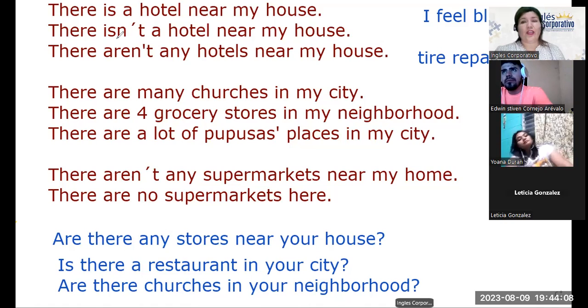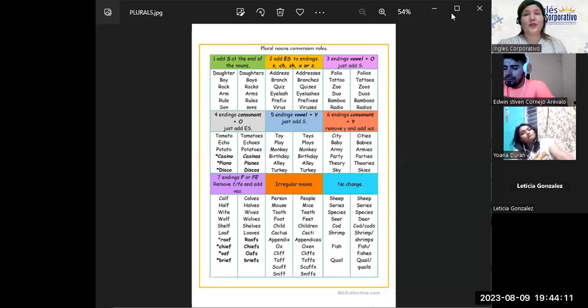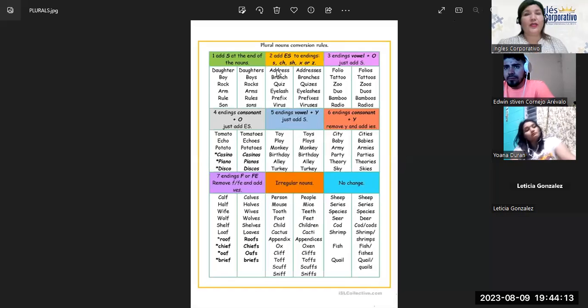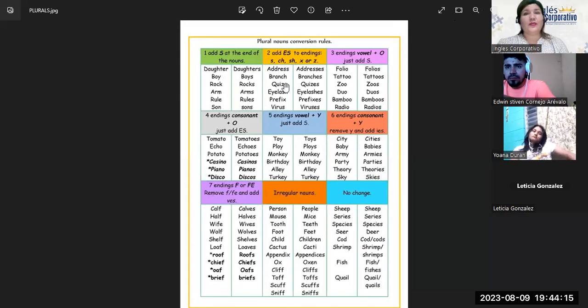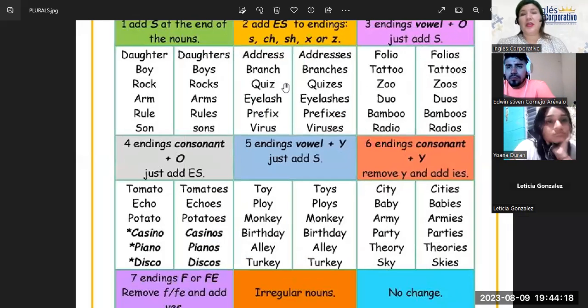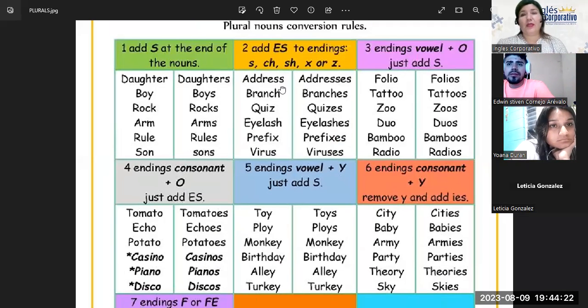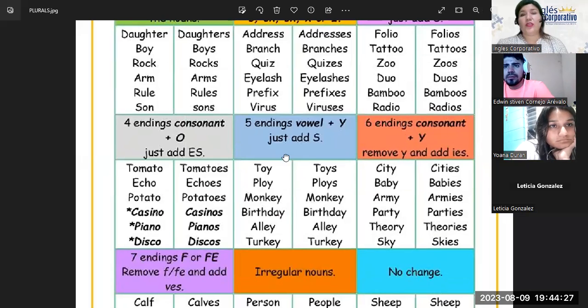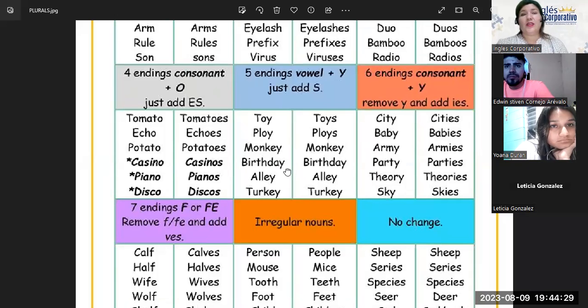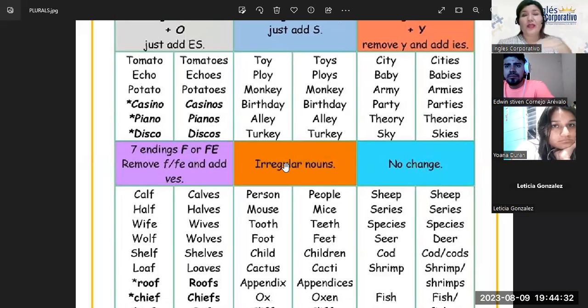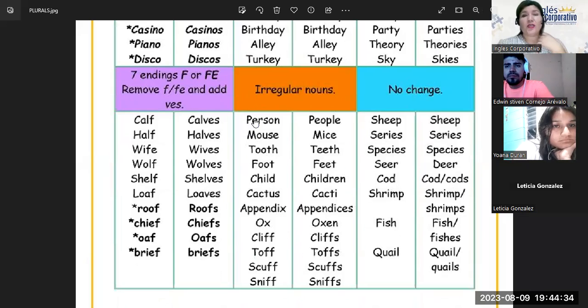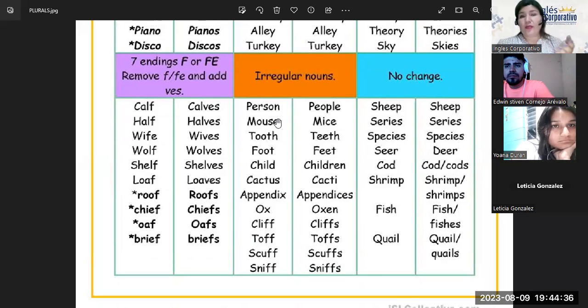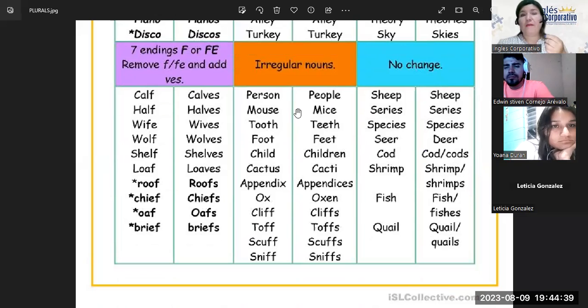And I have another example right here, of this one, right? Examples of plurals as well. The same picture, right? Tomatoes, toys, cities. Here, this is a little bit more complete, right? Irregulars and no change, okay? Otras formas irregulares, person, people. Mouse, un Mickey Mouse, no hay problema.